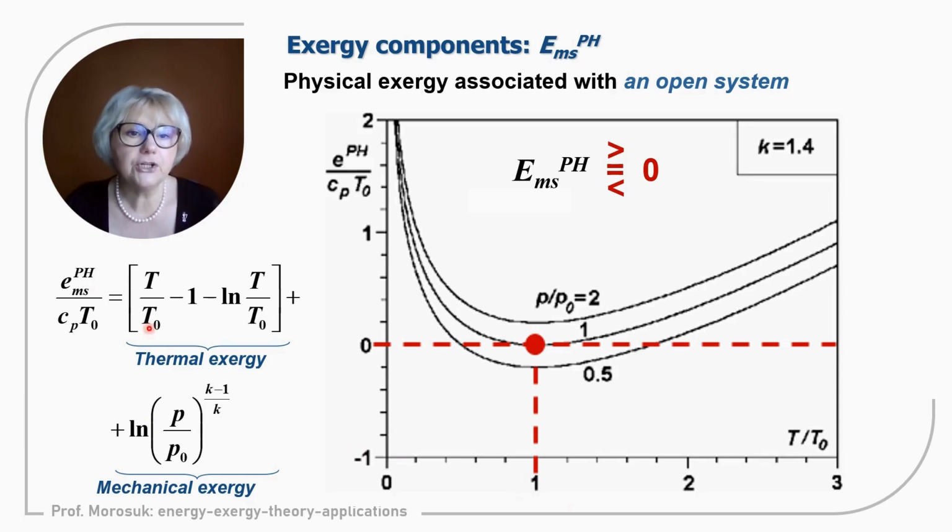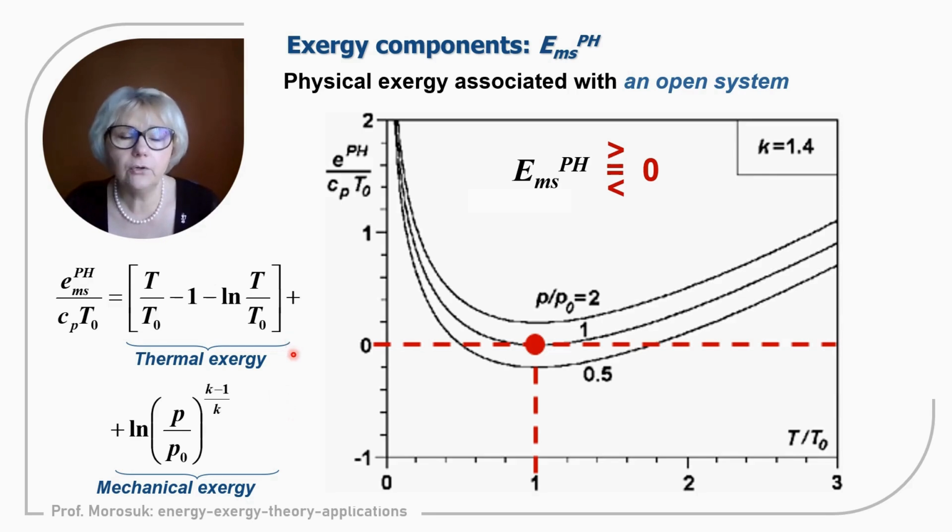So again, we divided the equation into two parts. One part depends only on temperature, and the other part depends only on pressure. And already we can introduce the terms thermal exergy and mechanical exergy. So this thermal and mechanical exergy together form the physical exergy. Before we did not mention that, but now we can say that in general, physical exergy can be discussed as a two-part exergy, thermal exergy and mechanical exergy.